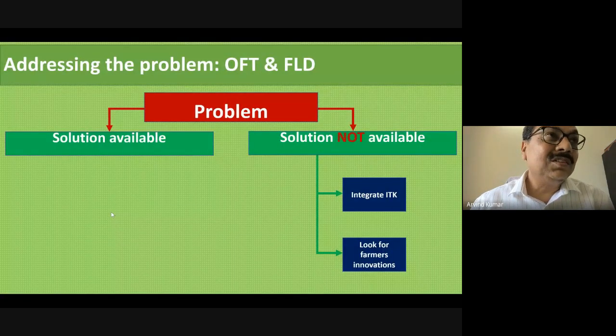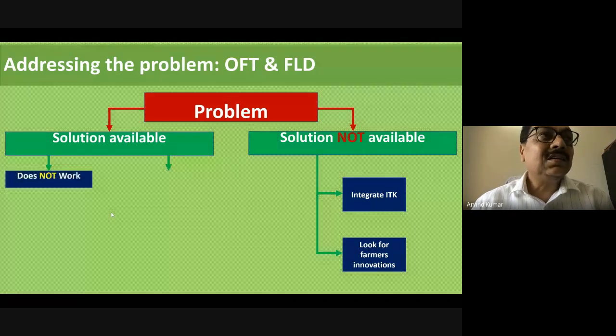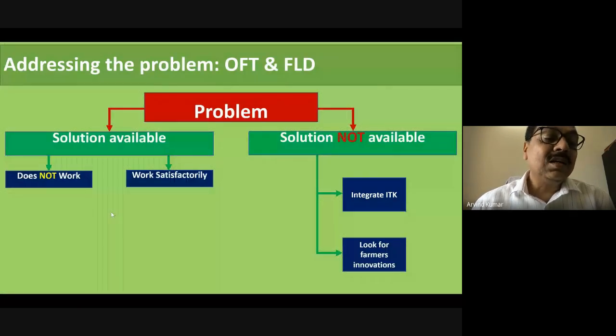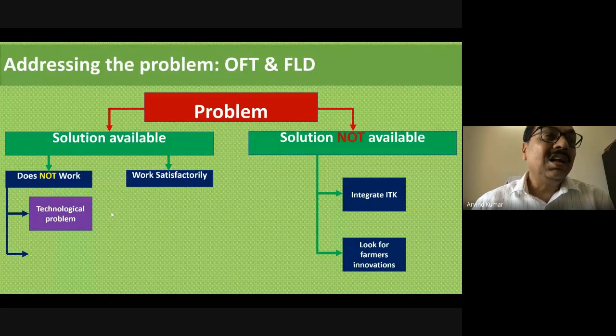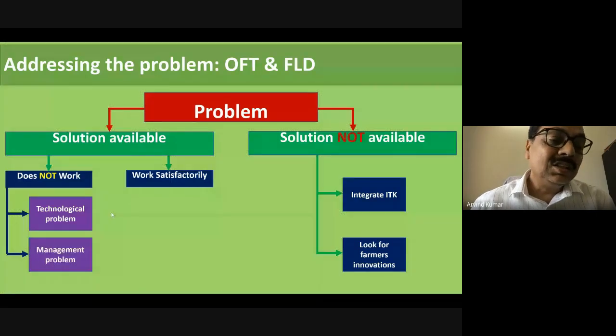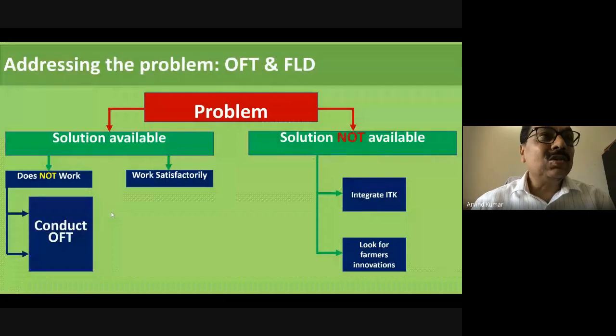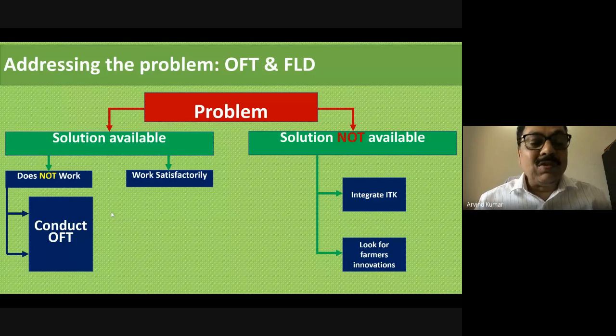If solutions are available, all the research institutions are providing solutions. Sometimes the solution doesn't work, and there are some solutions which work satisfactorily. If a solution doesn't work, why is it not working? There may be an inherent technological problem in the technology which may not solve the problem, or there may be a management problem related to that particular technology. So in these two cases, what we have to do is conduct the OFT. When you are sure that the solution you have is going to work in your area, then conduct the FLD if farmers agree.